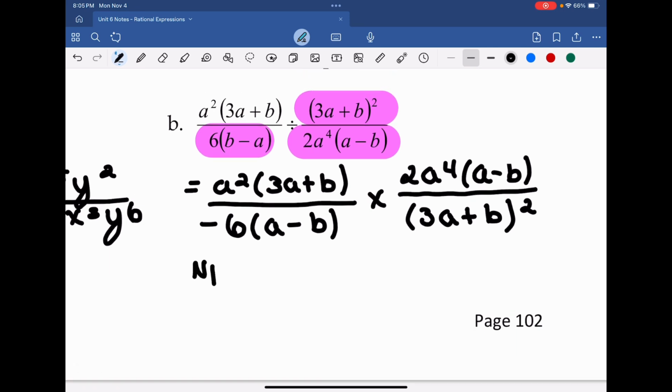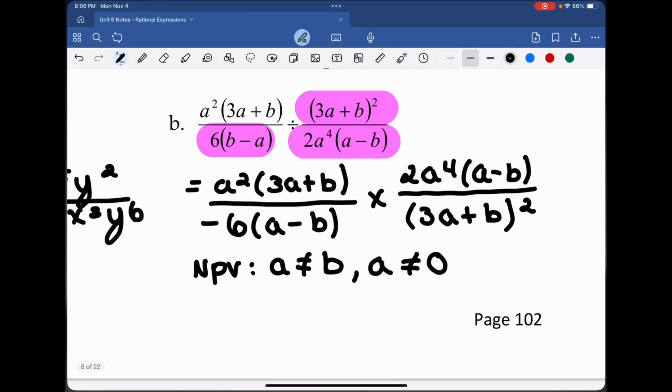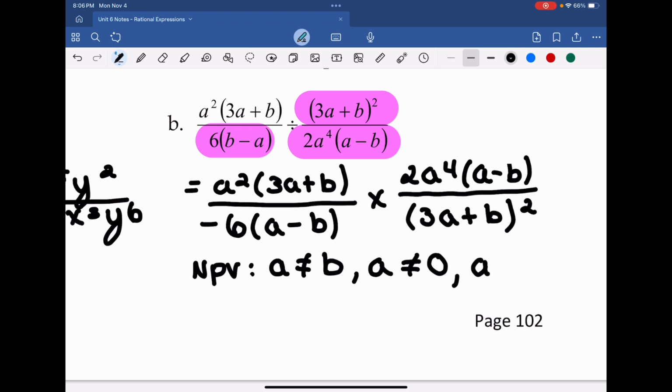Our NPVs are going to be the following. So we're going to write NPV. We need A cannot equal B, because if A equals B, then this bracket wipes out. The other value is we can't have an A that's equal to 0, because if A equals 0, then this term eliminates to 0, which we don't want. And lastly, maybe we'll summarize it in terms of B. B cannot equal negative 3a, because if I subbed in negative 3a here, it would cancel the 3a's here.